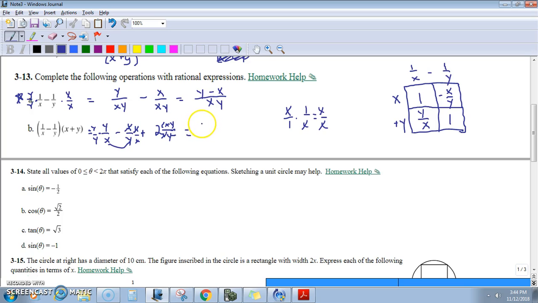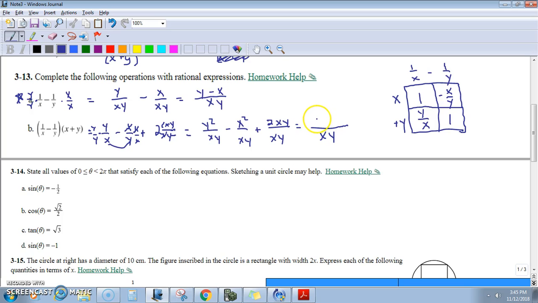Okay, now what do I have? I have y squared over xy minus x squared over xy plus, I'm going to have to delete some stuff over here, 2xy over xy. So I'm not sure it wanted me to get this far. But I just have a common denominator of xy because I haven't actually made it any nicer.